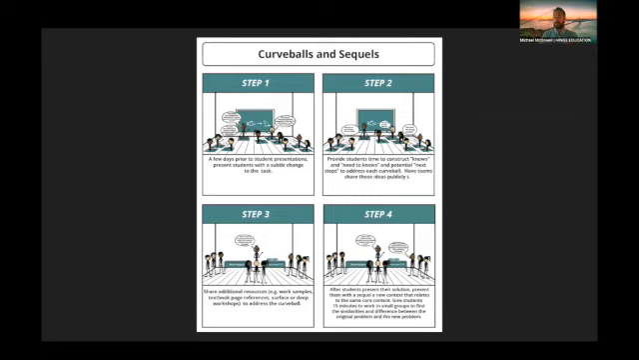Because when they get that curveball, there'll be a sudden change, like they'll feel a little bit challenged. And what we want to do is say, look, we're going to provide you with a lot of support so that you can do it. And then once the students are done with that presentation, sometimes it's really helpful to present them with a sequel. So to say, okay, you've solved this problem.